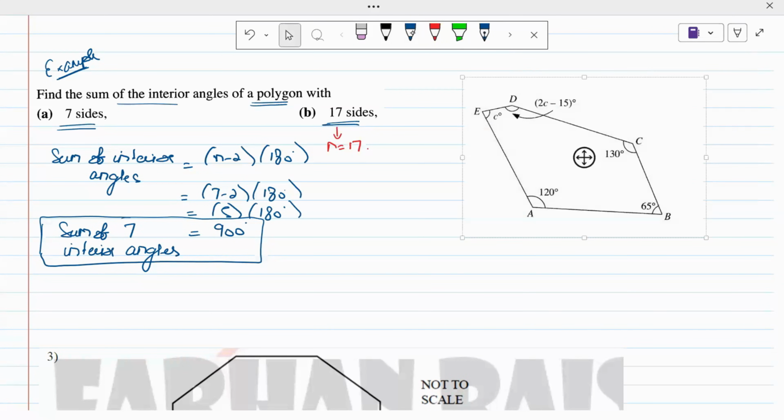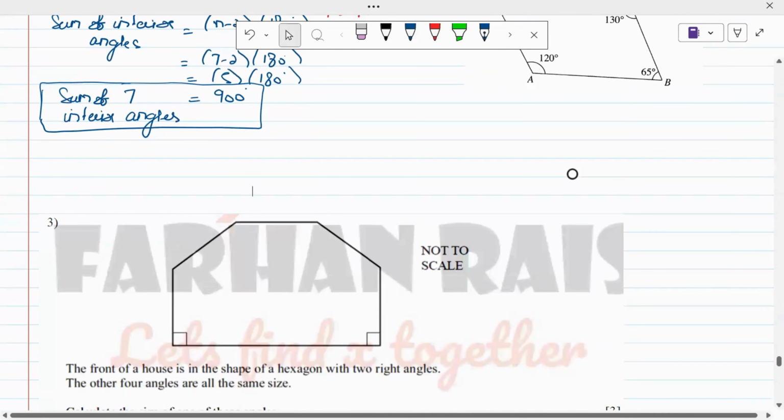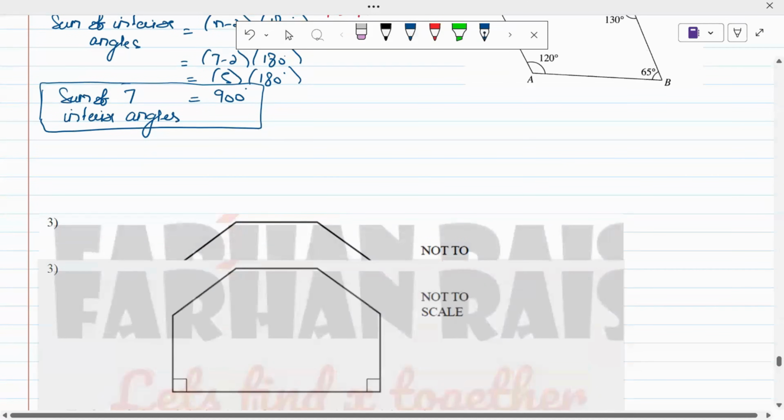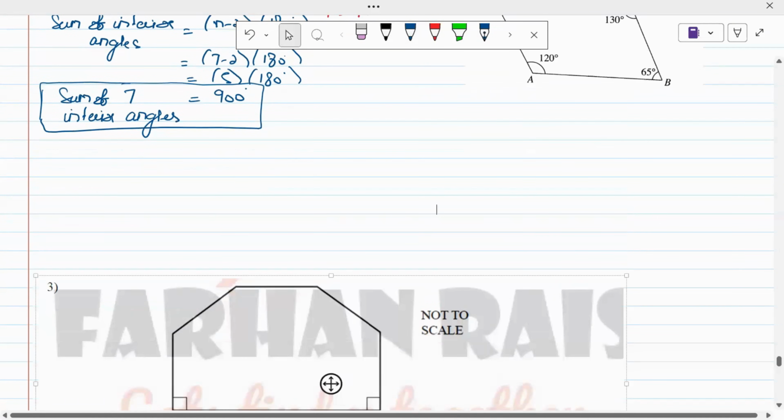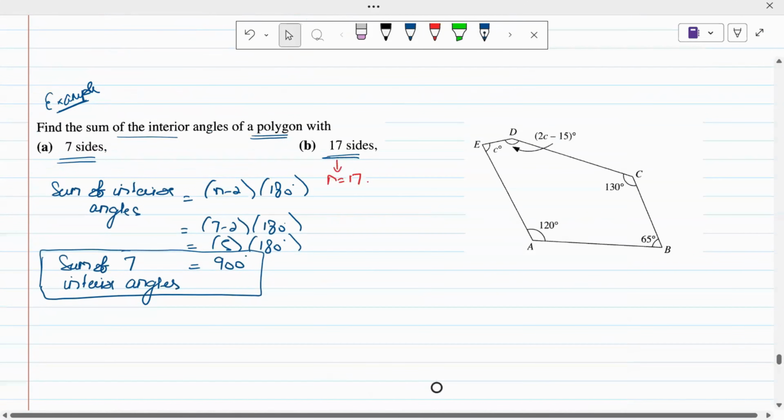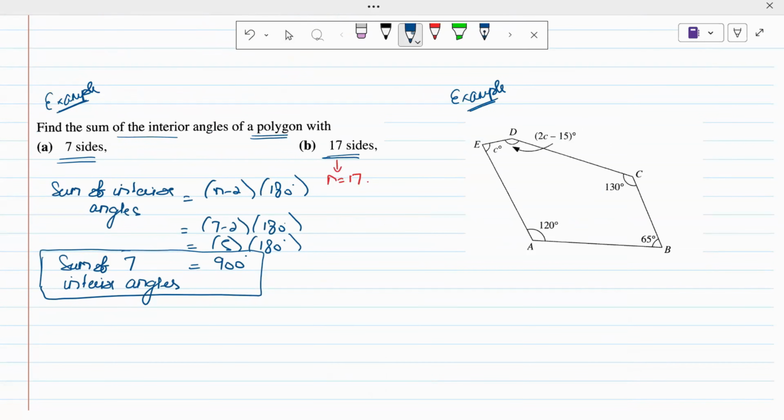In this second example, we have to find the value of C. If we look at this figure, it's a 5-sided closed figure. A 5-sided closed figure means it's a pentagon for us.